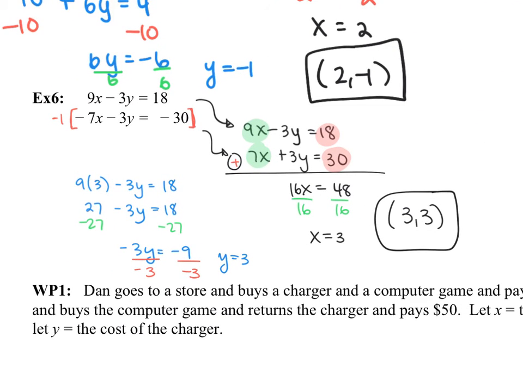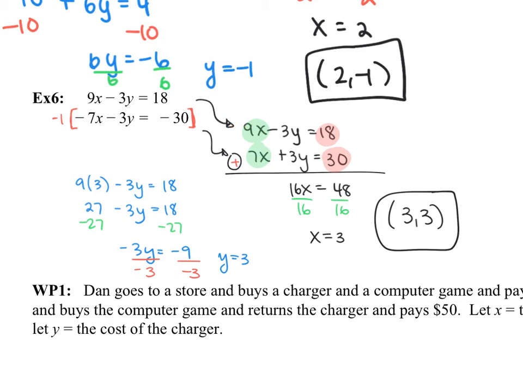Now in example 6, I know that I can eliminate my y variable because I have the negative 3's in front of each. I'd like to make one of them positive so that way I could add. Now I could have multiplied the top equation, but these two items were already positive. It would make them negative. What I see here is that if I multiply by negative 1, everything will go from negative to positive, which is just kind of nice, but it doesn't really matter what you pick.